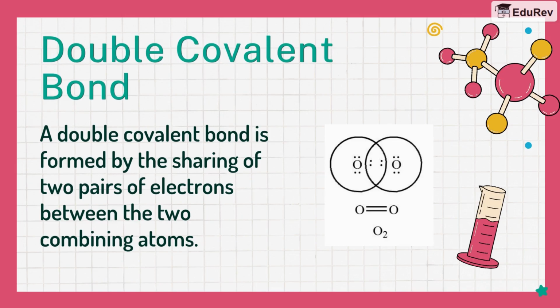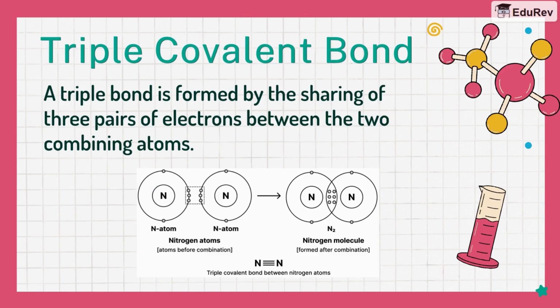An example of a double bond is an oxygen molecule. A triple bond is formed by the sharing of 3 pairs of electrons between the 2 combining atoms. For example, nitrogen molecule.